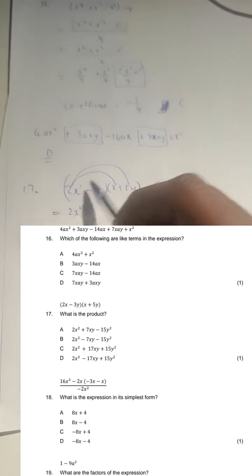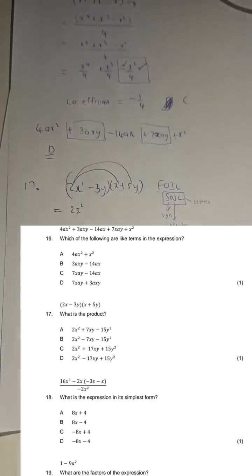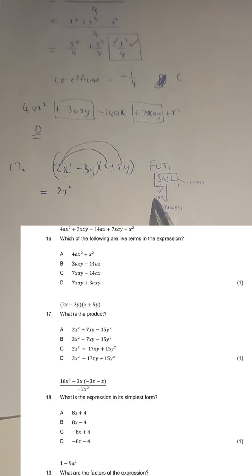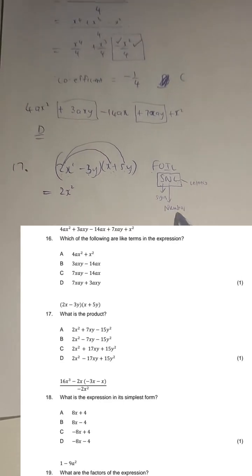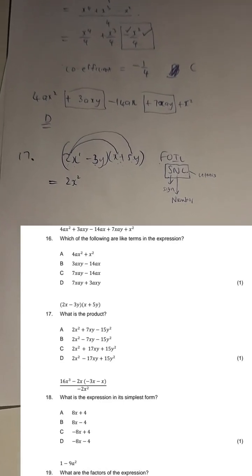After we are done with 2x distributing it to the two terms, we take negative 3y, we do the same thing. We distribute him to the two terms as well. How? By multiplication. Using what? We multiply the sign, we multiply the number, we multiply the letters. Very important, this thing.